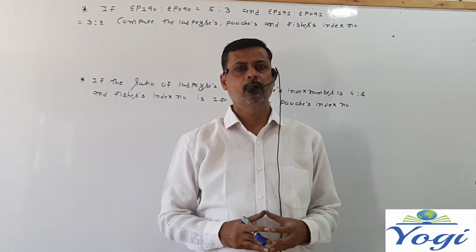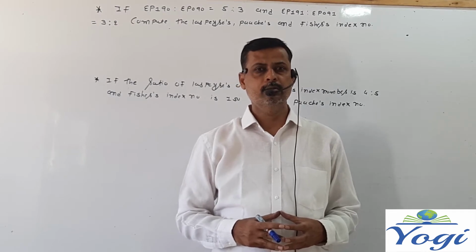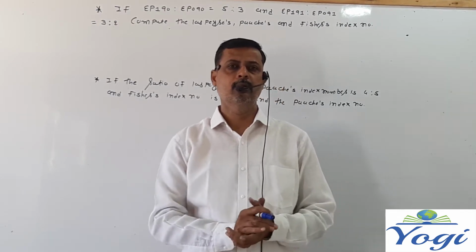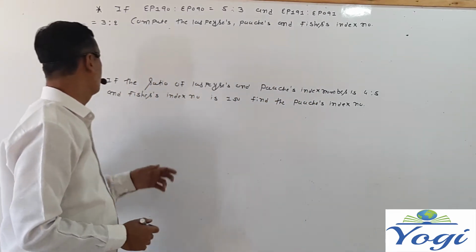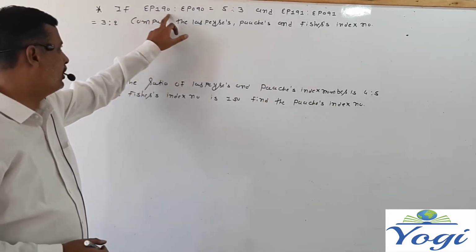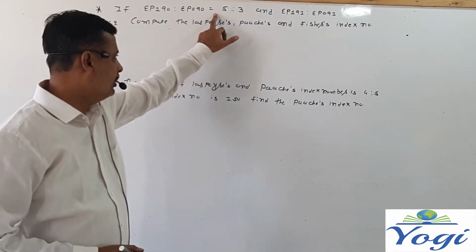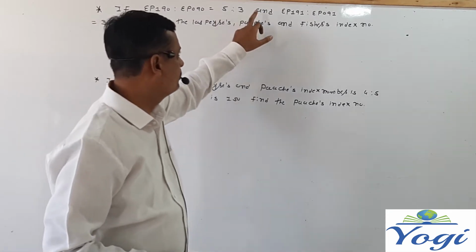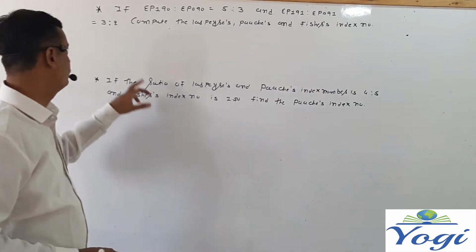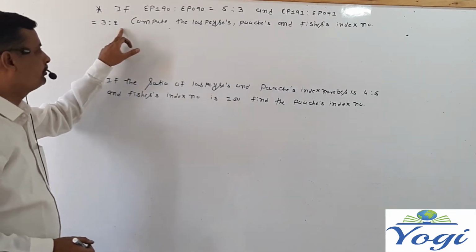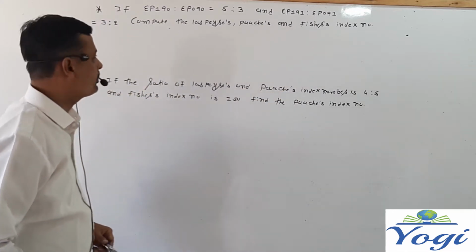Today we will learn some important short examples of index numbers. If sigma p1 q0 is to sigma p0 q0 is equal to 5 is to 3 and sigma p1 q1 is to sigma p0 q1 is equal to 3 is to 2, compute the Laspeyres, Paasche's and Fisher's index numbers.